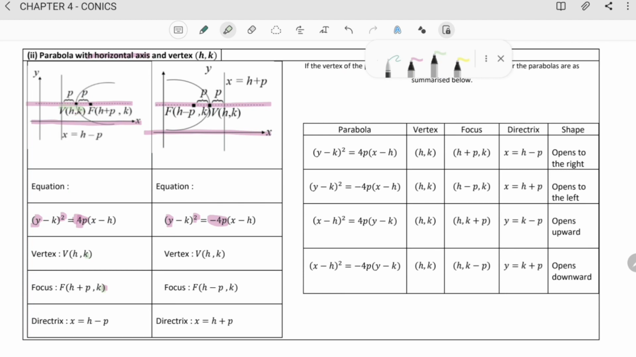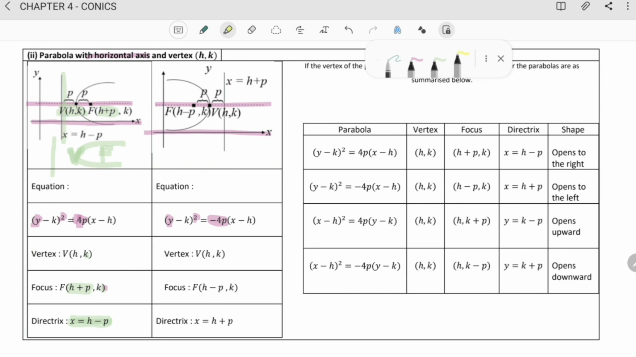So if the vertex is here and your focus is to the right, that means it opens to the right. That's why you have h plus p here for the x coordinate, because it's moved to the right, more right than the vertex. And obviously the directrix will be to the left of V. That's why it is h minus p, because p is the length from the vertex to the focus and from the vertex to the directrix. So p is a measure of length.